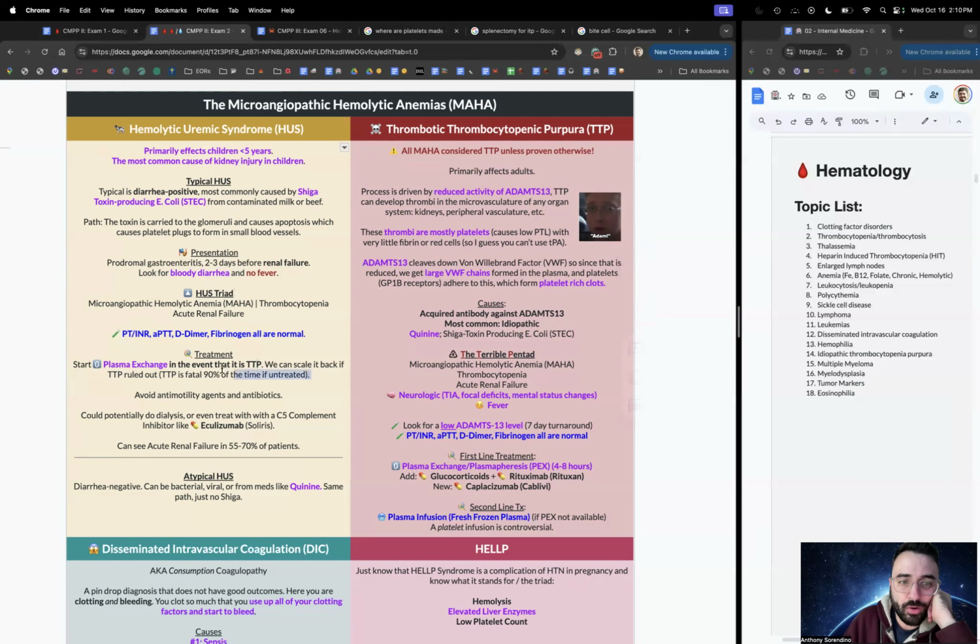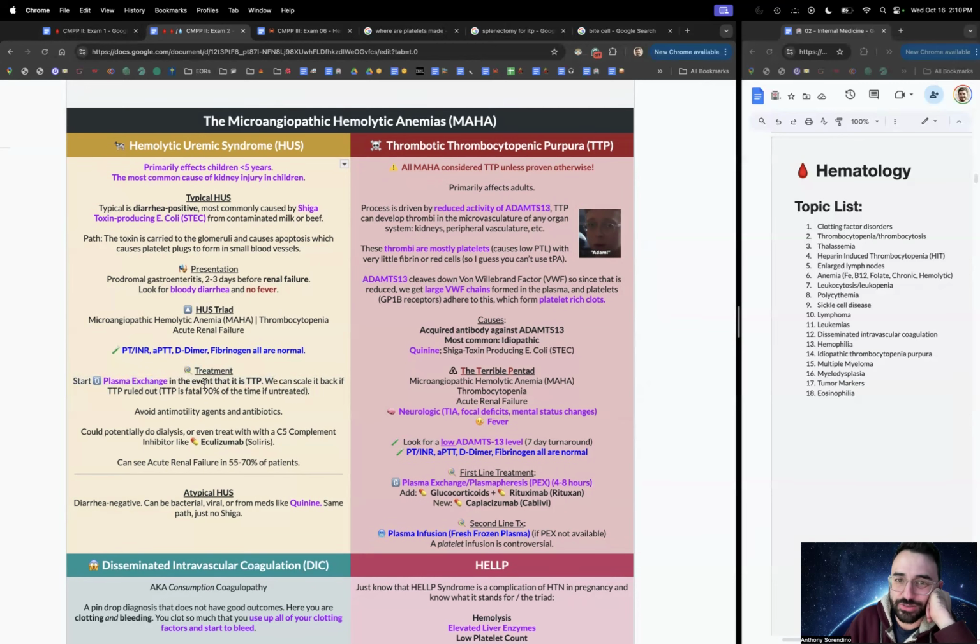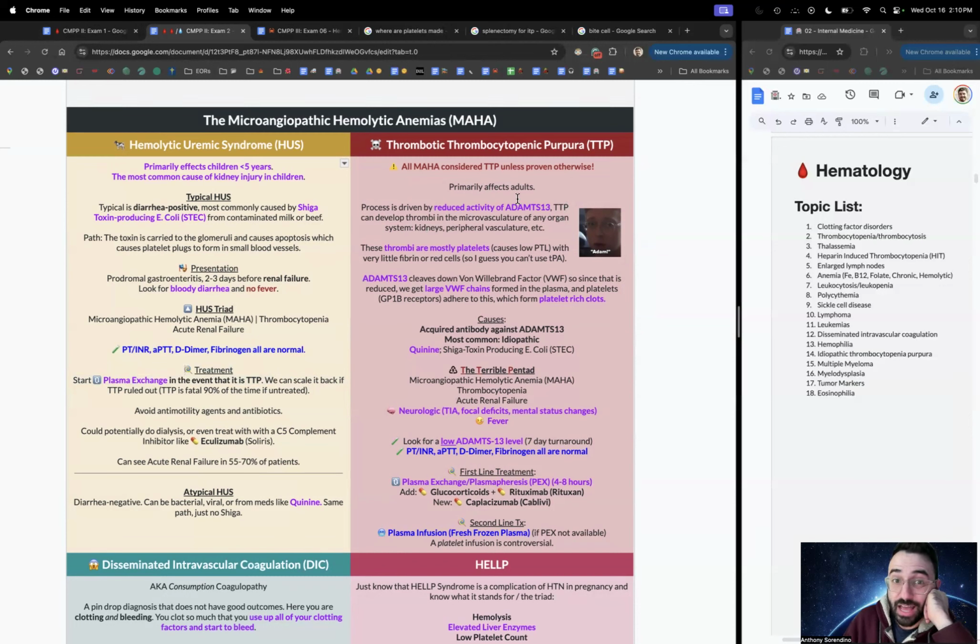And then, if this is an adult, I don't know if you would do this if it was a kid, but if it's like, hey, what should you treat? And plasma exchange is an answer, I would go with that. Okay. So then we go to TTP. So not ITP. This is not idiopathic.